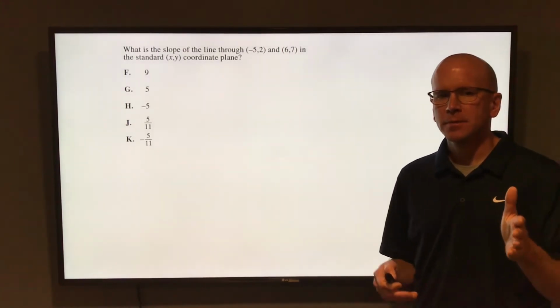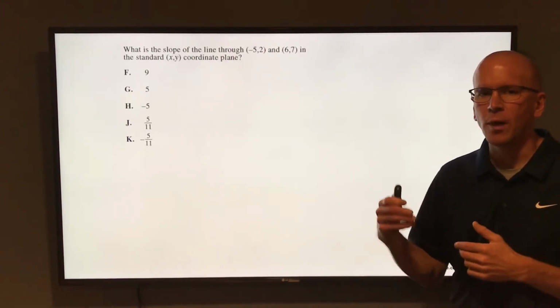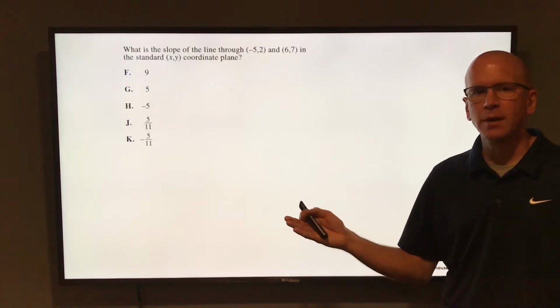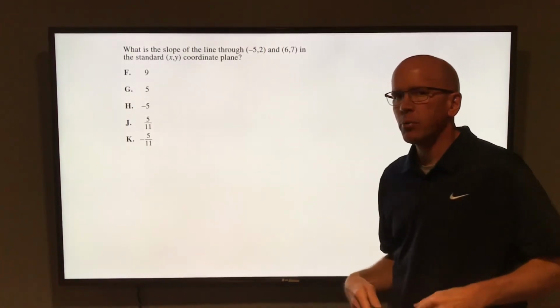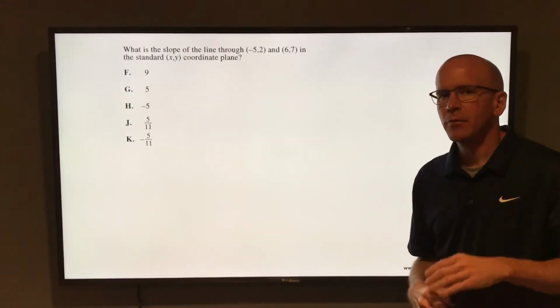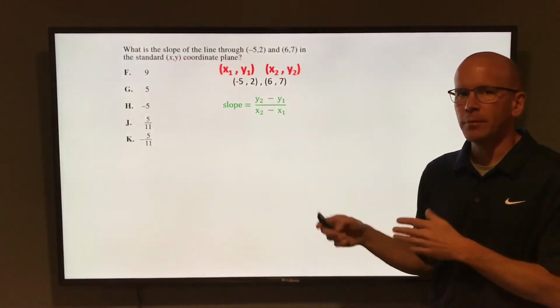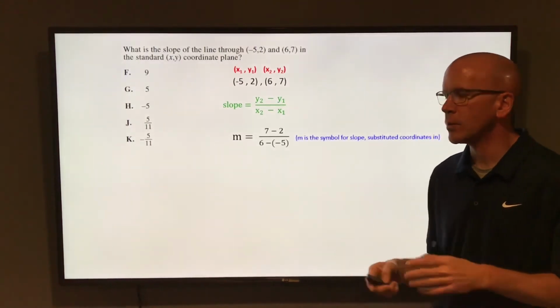Get over it. Subtract the y's, put that over subtracting the x's, because slope stands for rise over run. It's a change in y over change in x. You don't need to write any formula now. Just subtract the y's, take 7 minus 2, put that over the subtraction of the x's, 6 minus a negative 5. Forget the y2 minus y1 over x2 minus x1. You don't need that formula. It's the change in y over the change in x. Remember it that way. Rise over run.